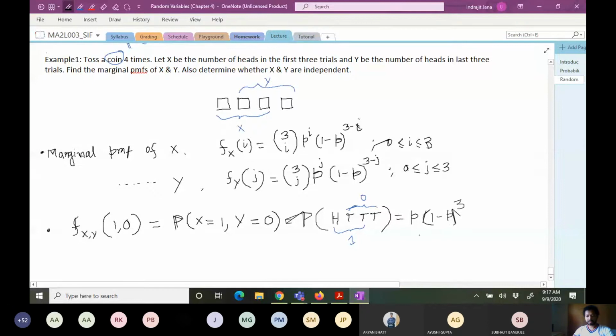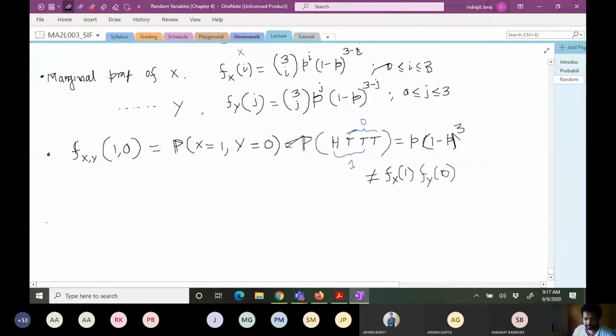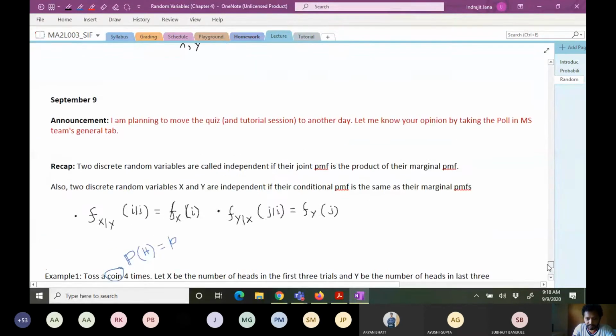Okay, and you can check that this is not equal to fx(1) times fy(0), which means that x and y are not independent. So x and y are not independent.